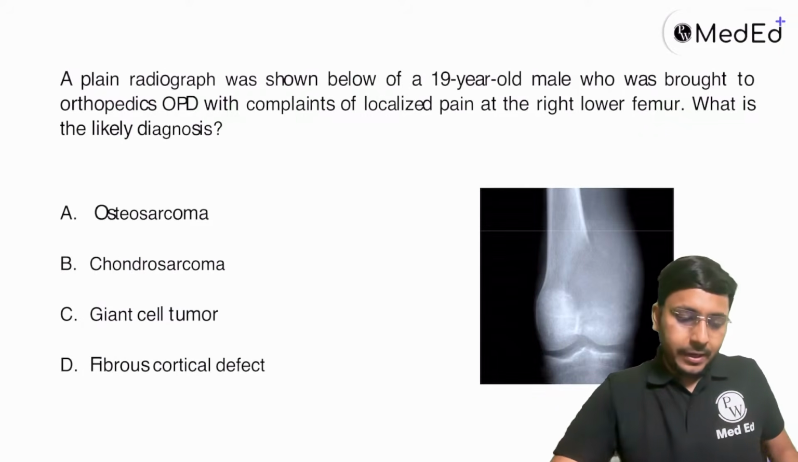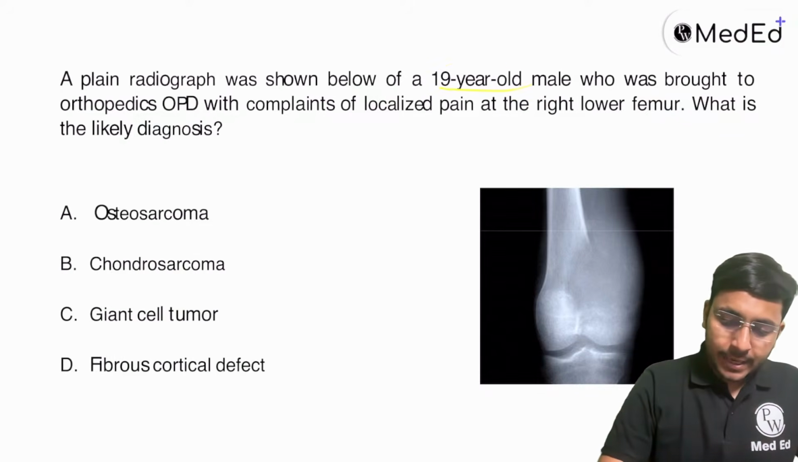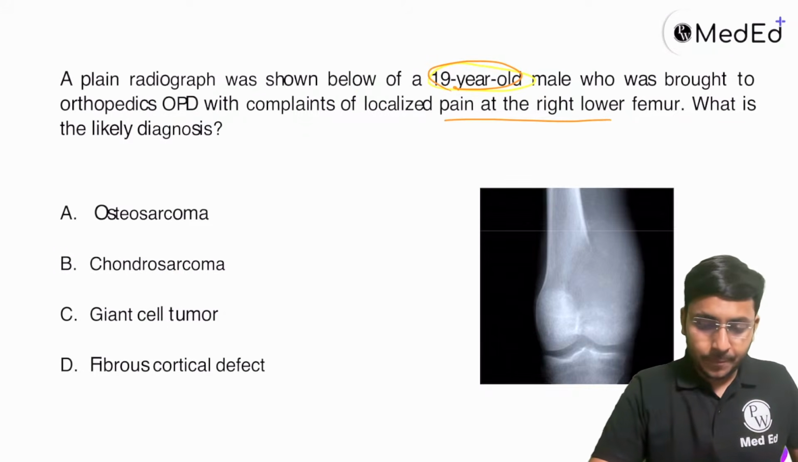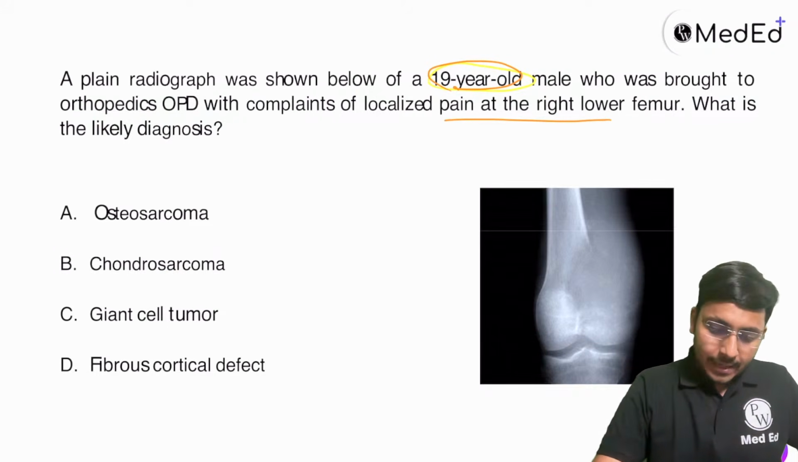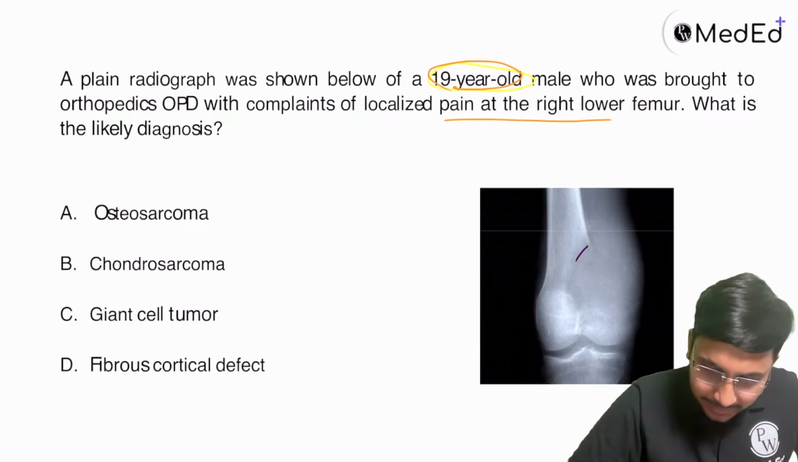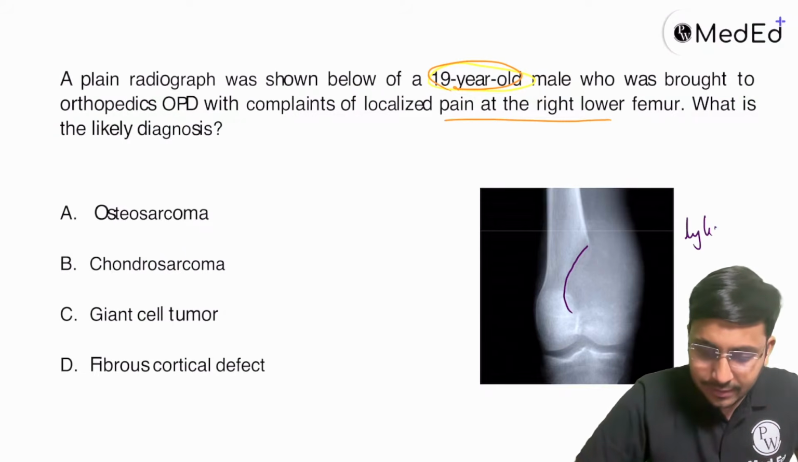Let's quickly do this. A radiograph is shown of a 19-year-old male who is brought to the orthopedic OPD with complaints of pain in the right lower femur. What is the diagnosis? So let's see. Could it be osteosarcoma? First, let's look at the X-ray. So what is in the X-ray? There is a lytic lesion. So number one, there is a lytic lesion.